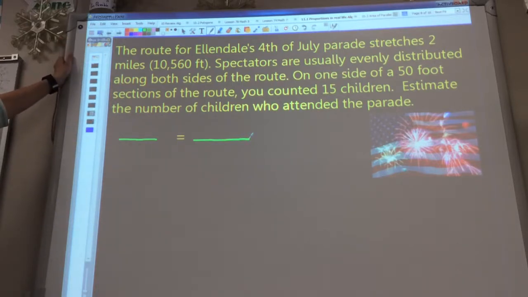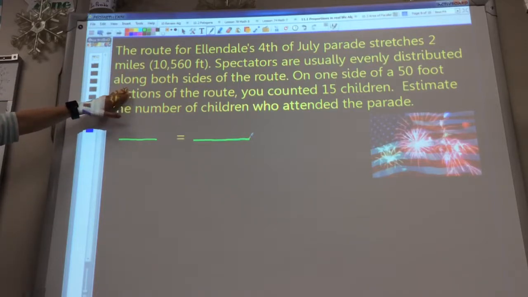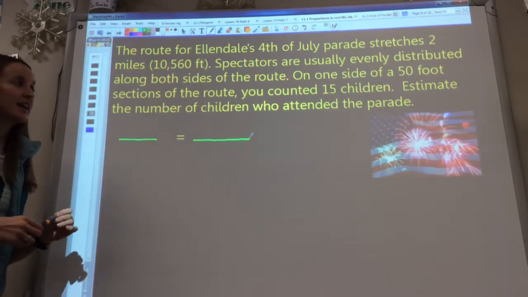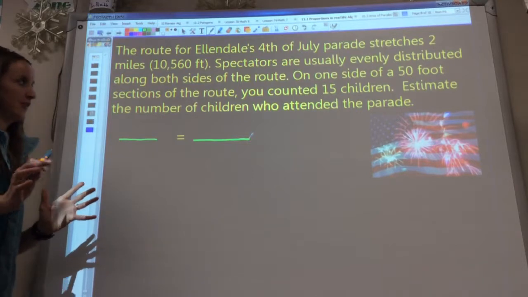So en route, Ellendale's 4th of July parade stretches, and thank you guys for being patient. It'll just take me one more minute. Stretches 2 miles. Spectators are usually evenly distributed along both sides of the route. I know a lot of you guys are like, this isn't right. I know, it's just a math problem. I tried to make it fit.